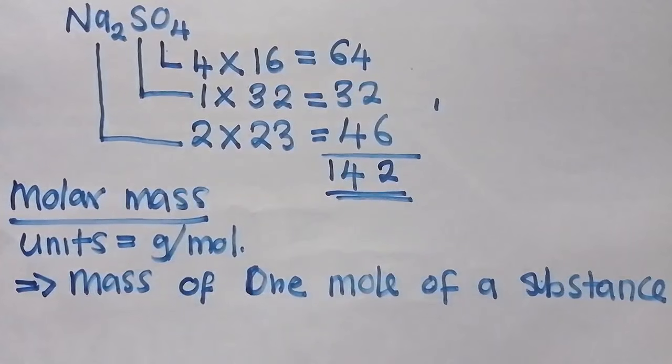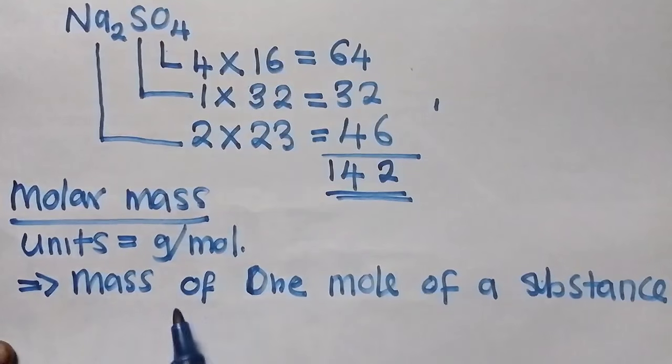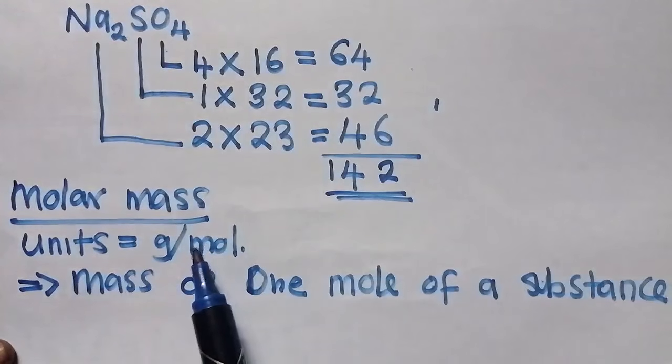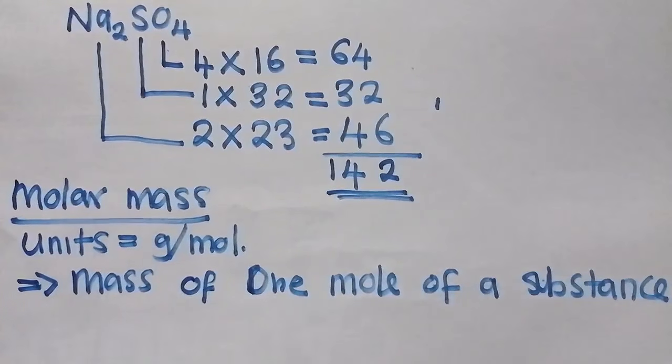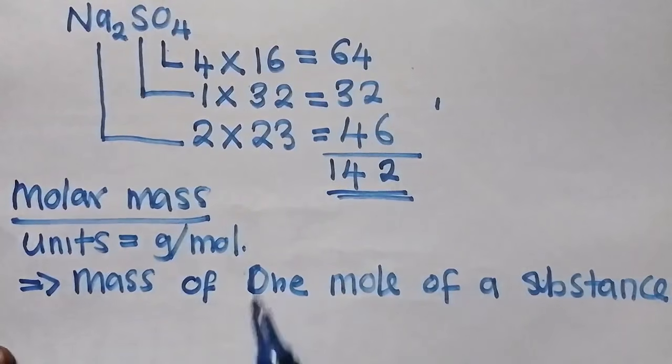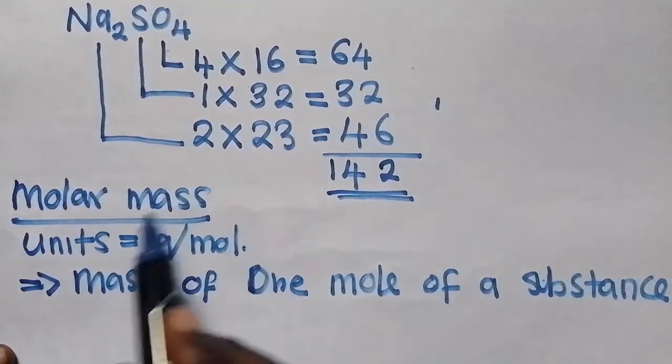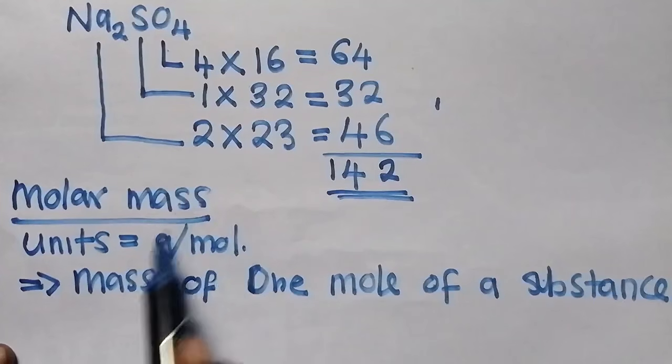How do you define molar mass? Molar mass is the mass of 1 mole of a substance. This is how you need to define molar mass. If you are given a question in an exam to define molar mass, you just say that molar mass is the mass of 1 mole of a substance. Then you are done. It is just the same as the relative molecular mass, but expressed in these units.